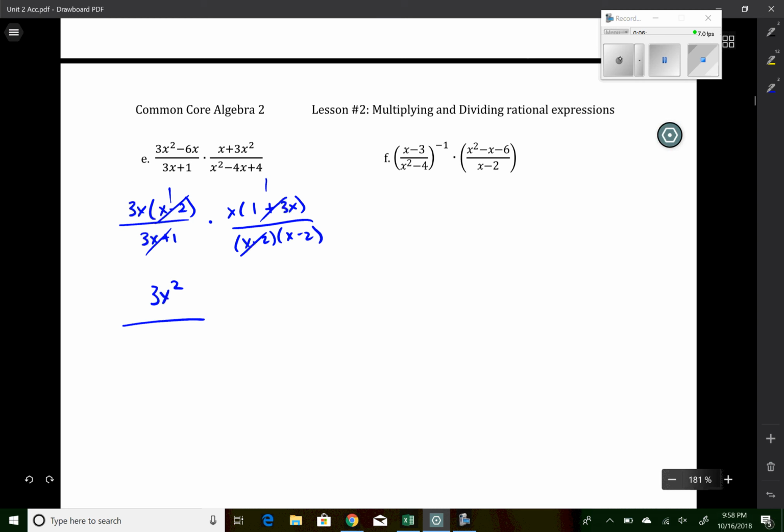Write that better. Where x is not equal to positive 2, a negative 1/3, and a 0.